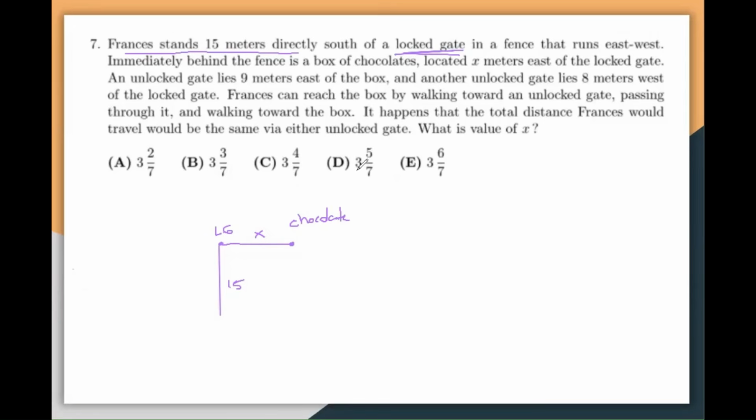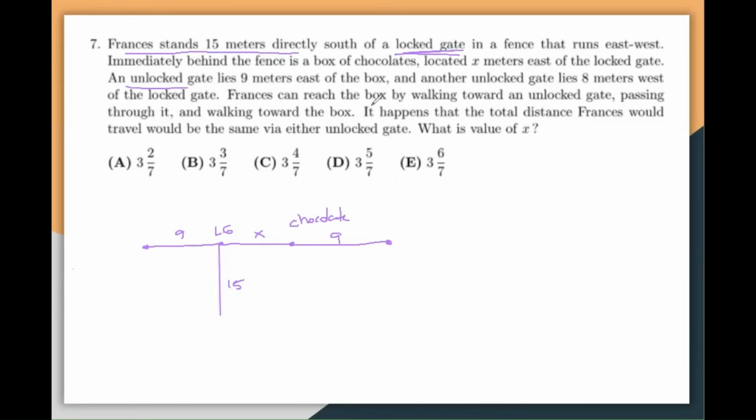The box of the chocolate. And on the lock gate, it lies 9 meters east of the box. So this was the box, and then we have 9 meters east of this. That's the unlock gate. And now the unlock gate is 8 meters west of the lock gate. So this was the lock gate, and then we are going to do now west of this. That's going to be 9 meters right here.